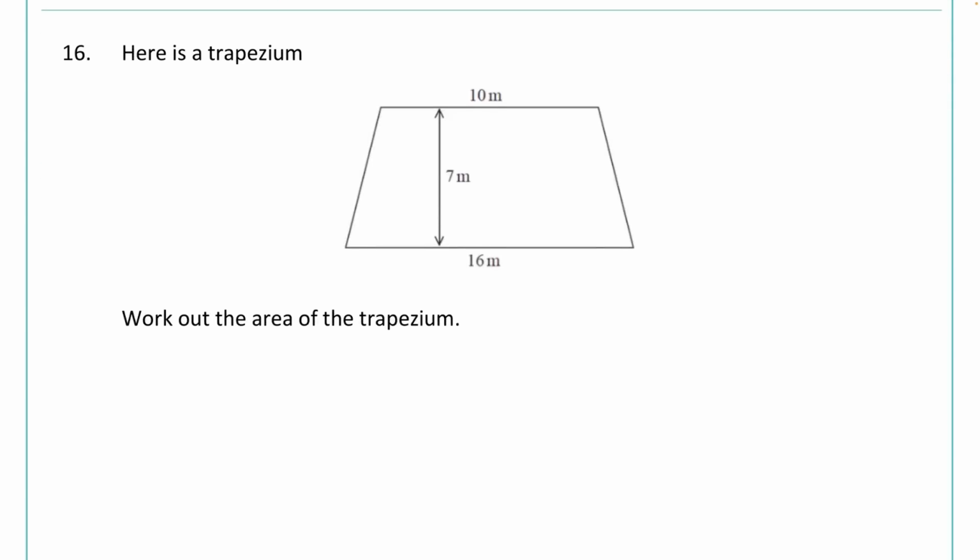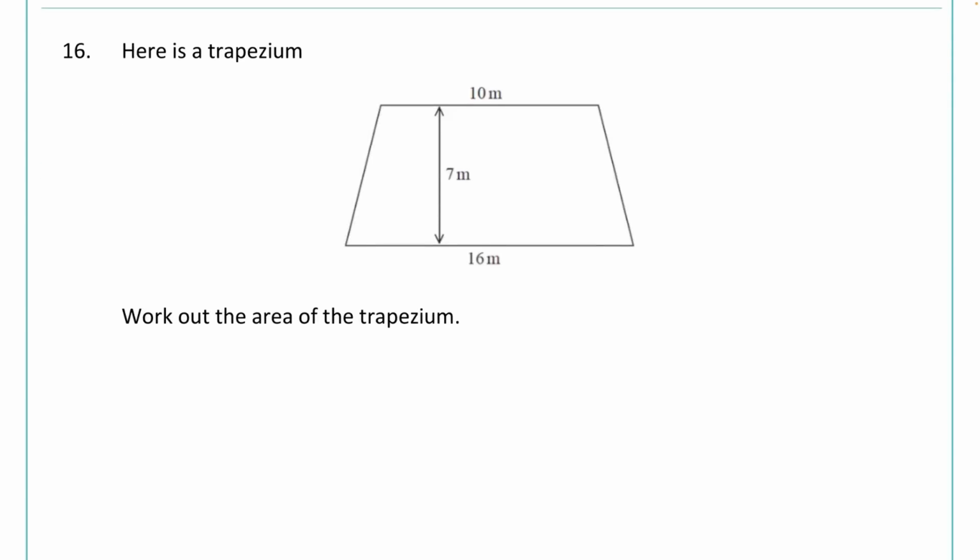Question 16 is looking at a trapezium. There is a formula for the area of a trapezium, and that formula is that the area is equal to a half, a plus b, multiplied by the height. Now a and b are the two parallel sides on a trapezium. Here the parallel sides are the 10 and the 16, and the height is the 7.